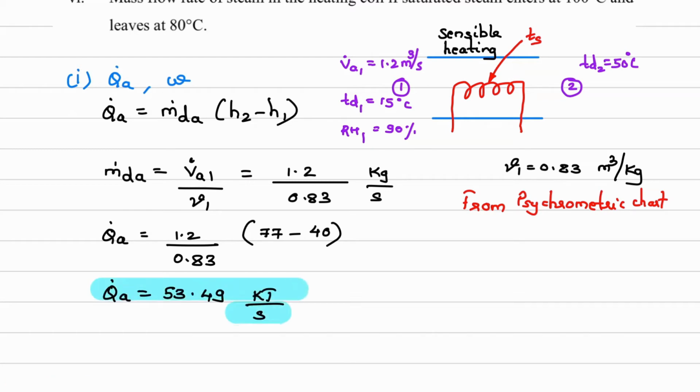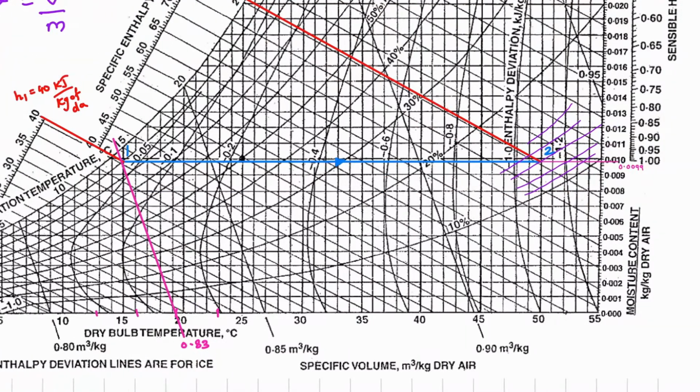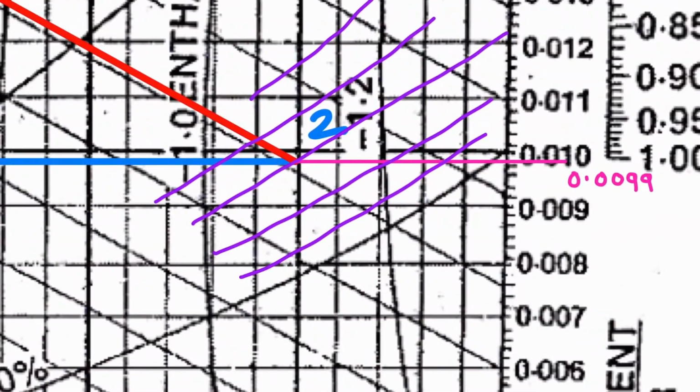In that we also have to find out the omega value. Okay, so omega 1 is equal to omega 2. Why? Because this is sensible heating, so specific humidity will remain the same. So we'll go back to the psychrometric chart. Okay, extend this horizontal sensible heating line to the y-axis. You will be able to read the value of specific humidity. Now see the scale over here.